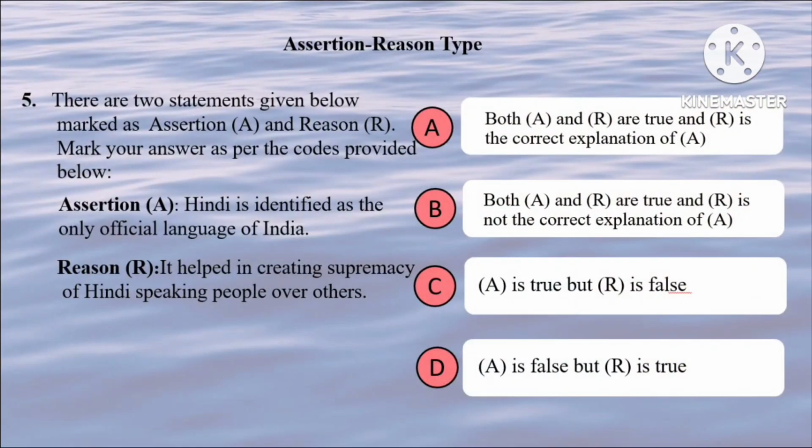Next, assertion. Hindi is identified as the only official language of India. This is correct. Reason. It helped in creating supremacy of Hindi speaking people over others. This is not correct. So assertion is true, but reason is false. Hence the correct option will be C.